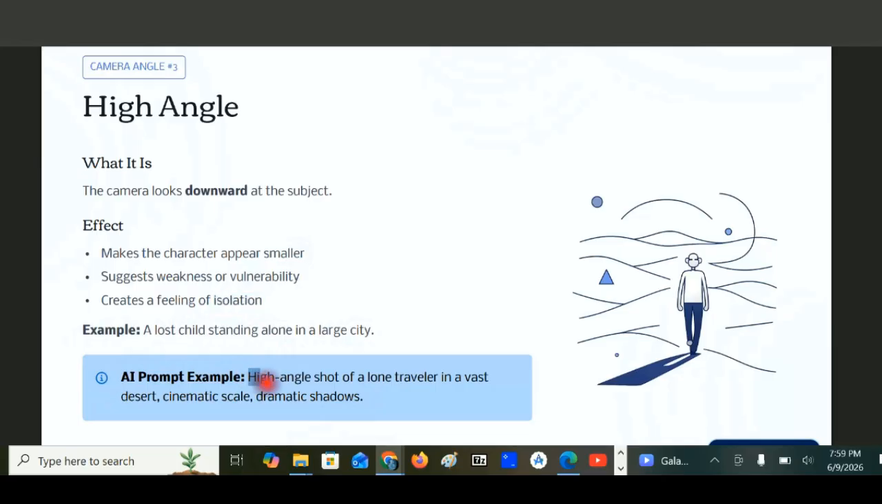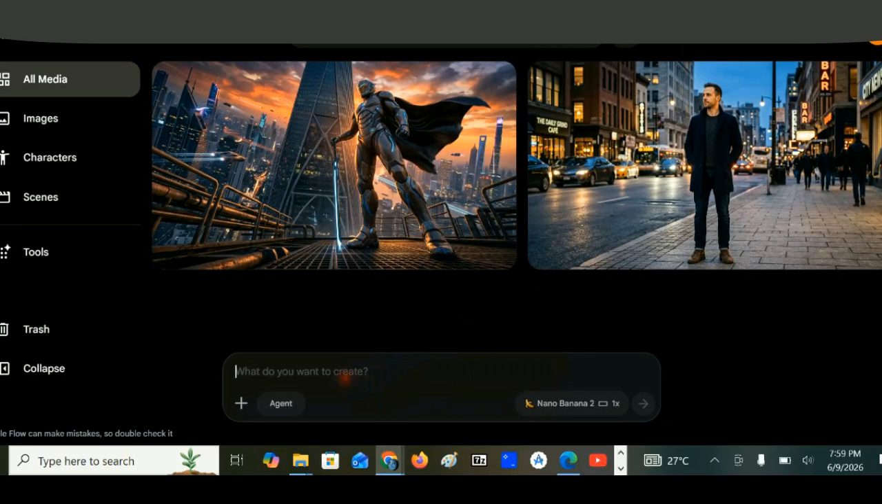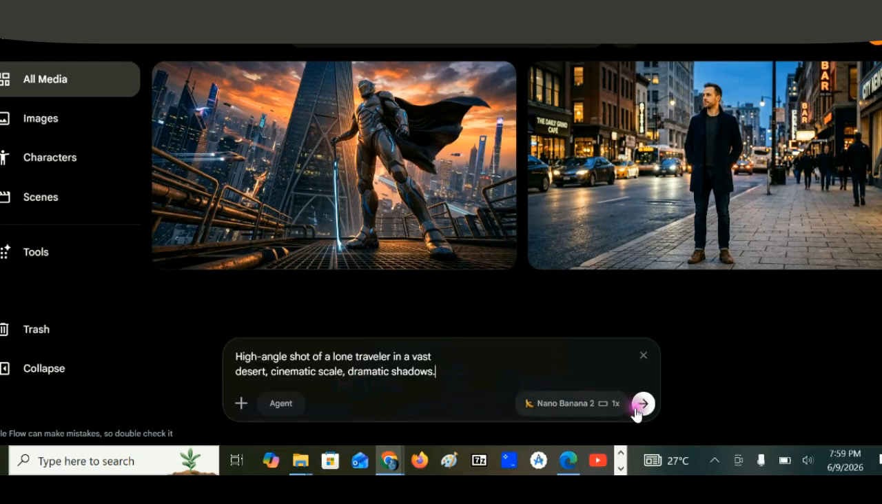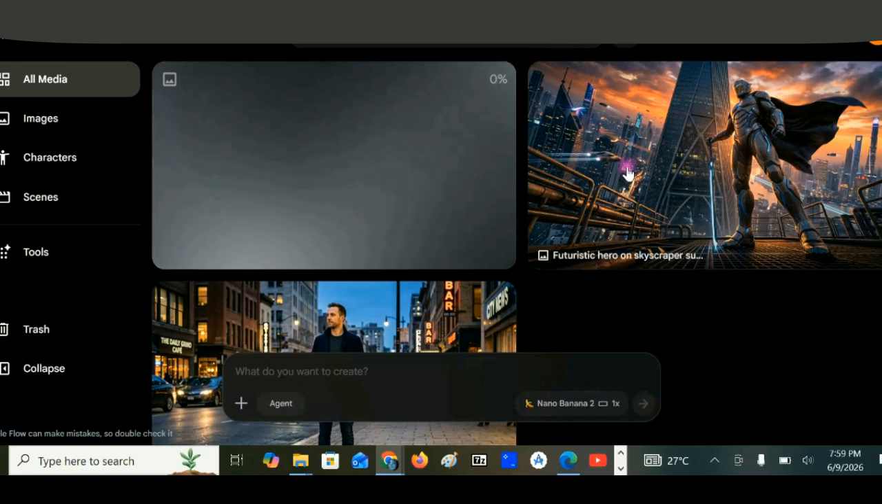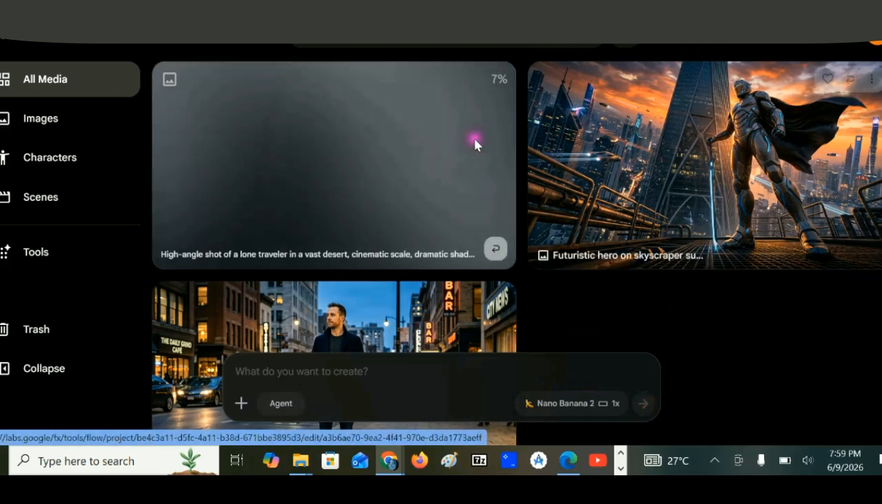So let's prompt it: a high angle shot of a lone traveler in a vast desert. I'm going to include the example.